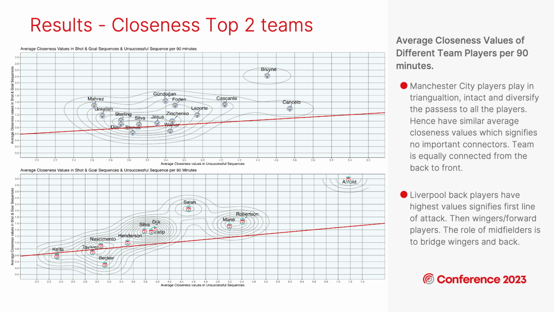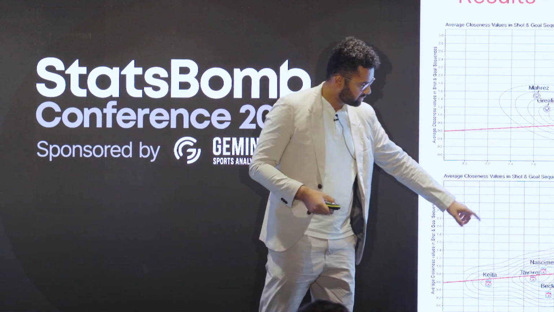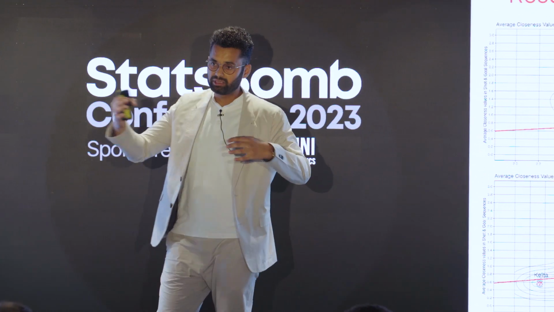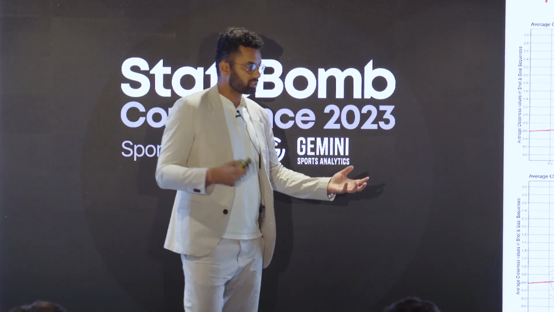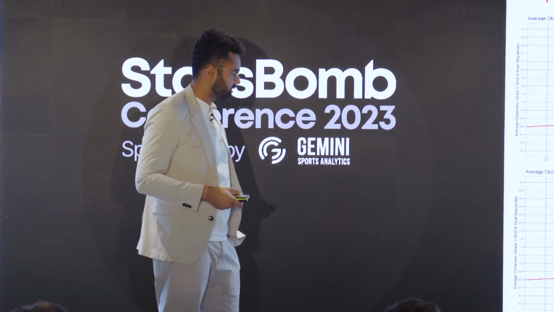What is interesting for us is that the back players of Liverpool have a very high closeness value, and they have a lot more importance. The midfielders have a lower value, which indicates the midfielders are the connectors between the forward and the back players. So this gives an indication of how the team plays, or what their playing style is.